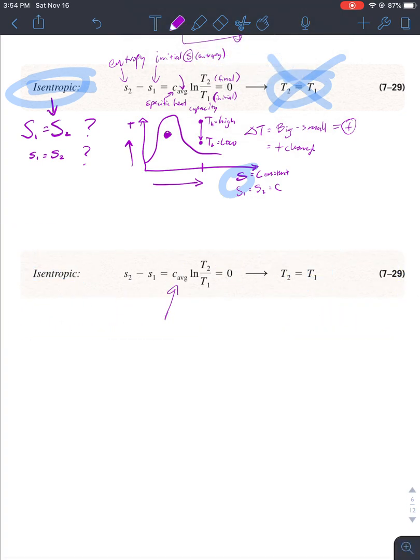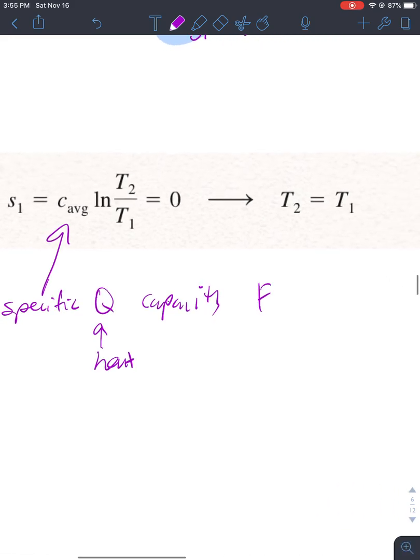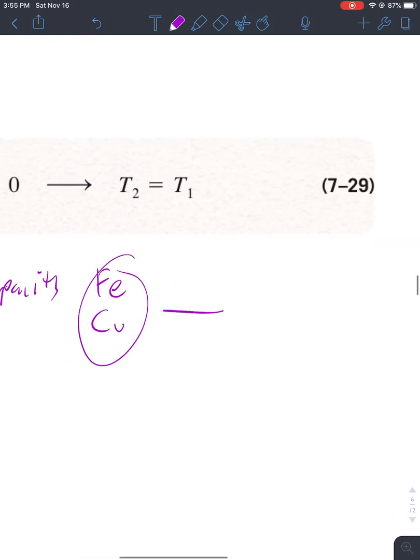We need to know the heat capacity, specific heat. Q is heat, for the iron and for the copper. So for that, in the book, you look at tables. Let's find that table. First off, in this book, it's table A3.